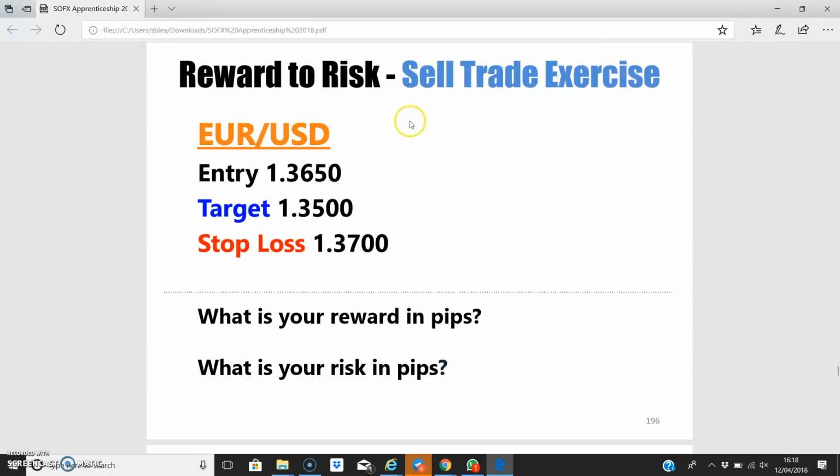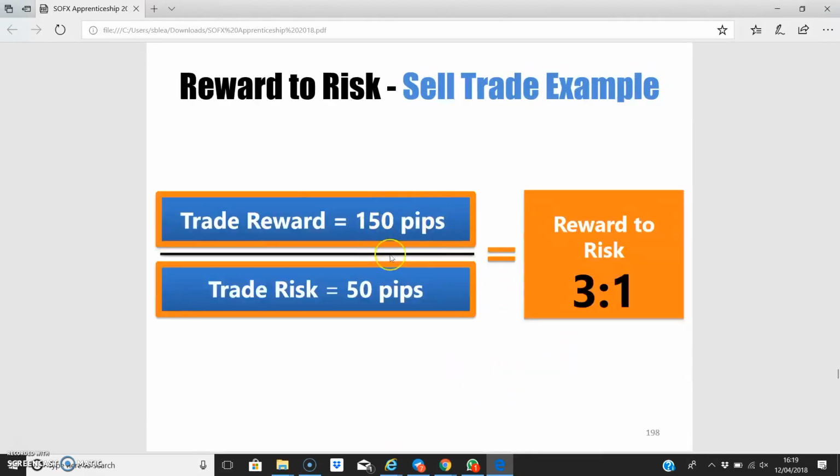Sell trade exercise. Again, we have Euro USD with an entry of 1.3650. Our target would be 1.3500 and our stop loss would be 1.3700. What is your reward in pips and what is your risk in pips? So our reward would be 150 pips and our risk would be 50 pips. So our trade reward is 150 pips. Our trade risk is 50 pips. Gives us a reward to risk ratio of 3-to-1.